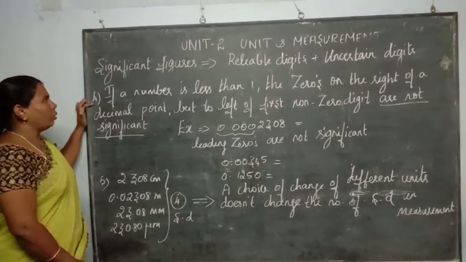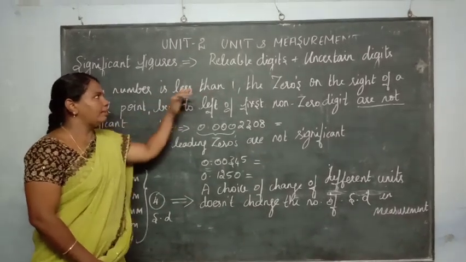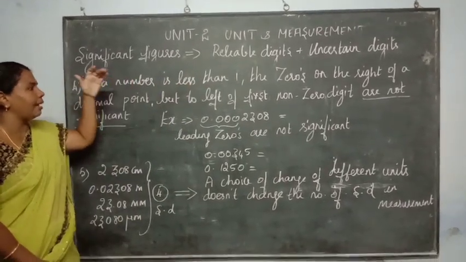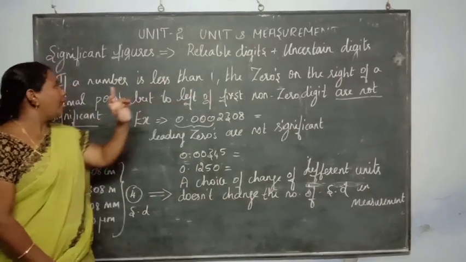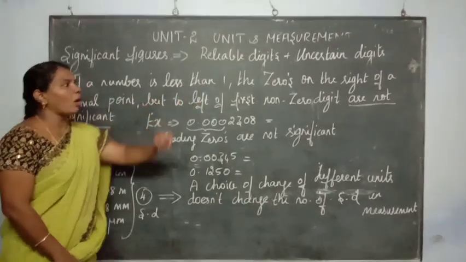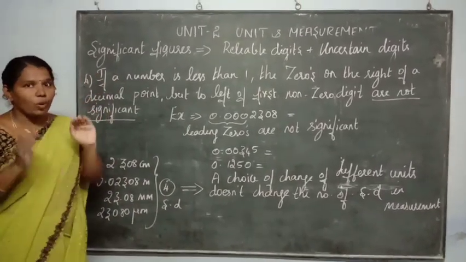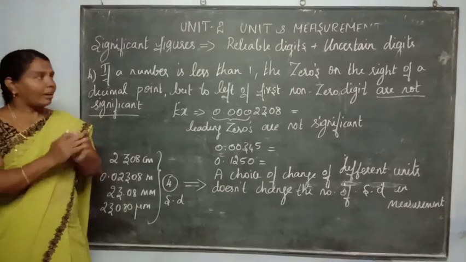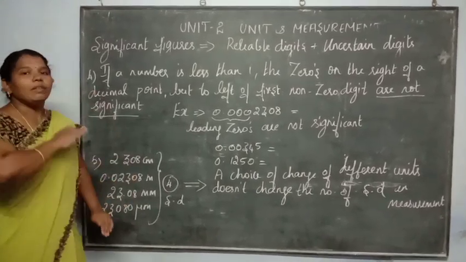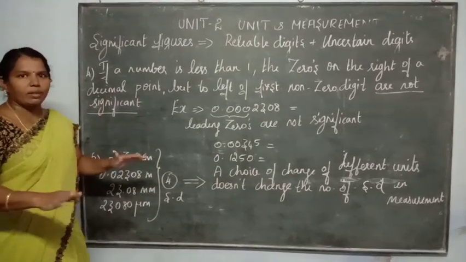See, the fourth rule: if a number is less than 1, the zeros on the right side of a decimal point but to the left of the first non-zero digit are not significant. The first 3 conditions you saw are significant. Now you are going to see the cases which are not significant. There are 2 conditions which are not significant.